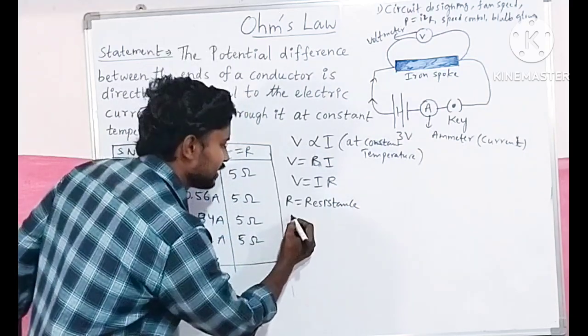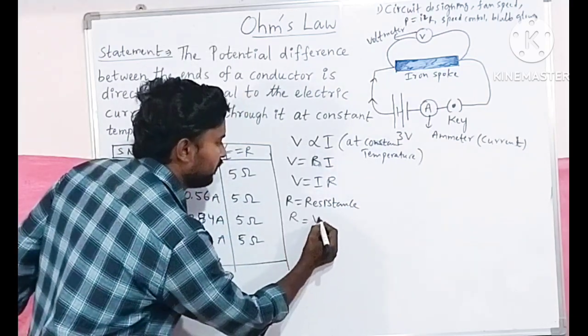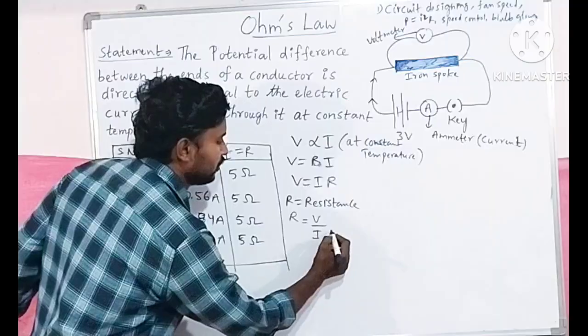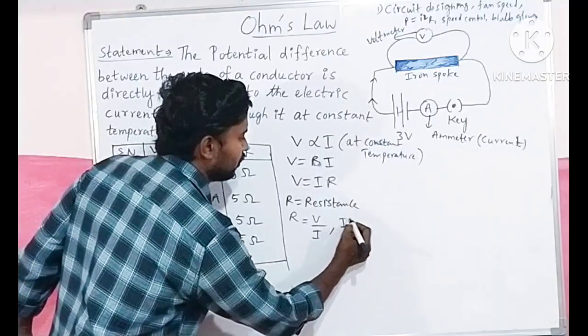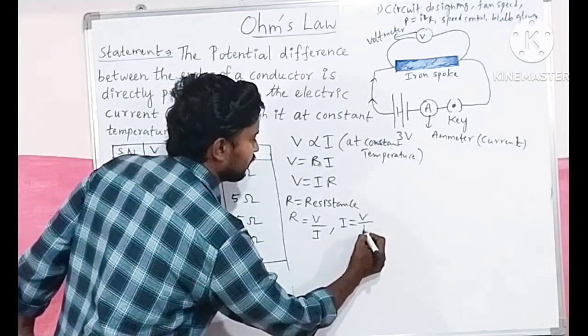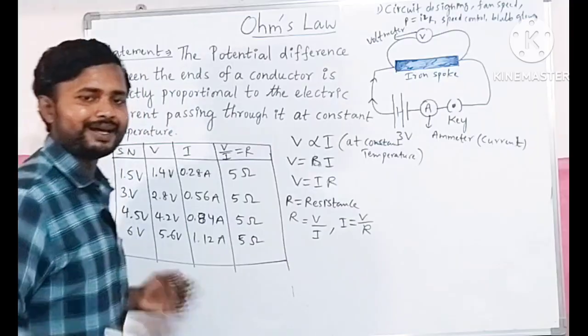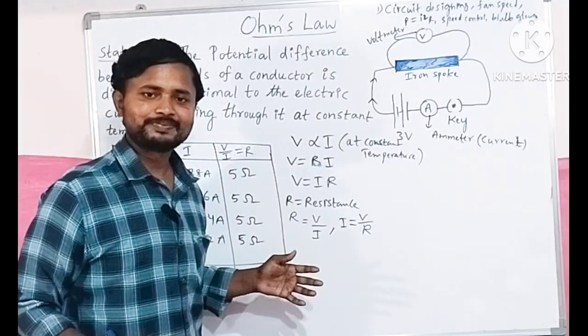R is called the resistance. R equal to V by I, or I equal to V by R. It is Ohm's law.